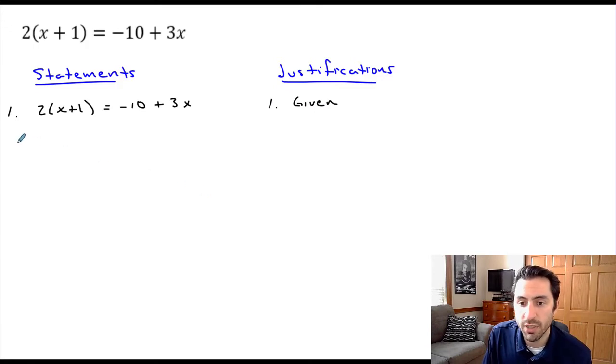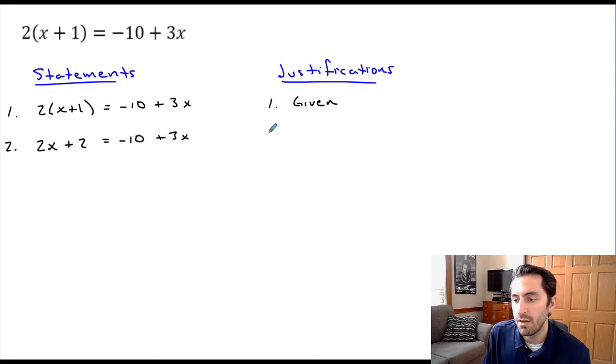As I go through this solving process, I want to justify every step that we take. The first thing I would do in solving this equation is take the 2 and distribute it to both the x and the 1. So I get 2x plus 2, and the right-hand side of my equation stays the same. This second piece of justification tells me how I went from step 1 to step 2. What I used there was the distributive property.